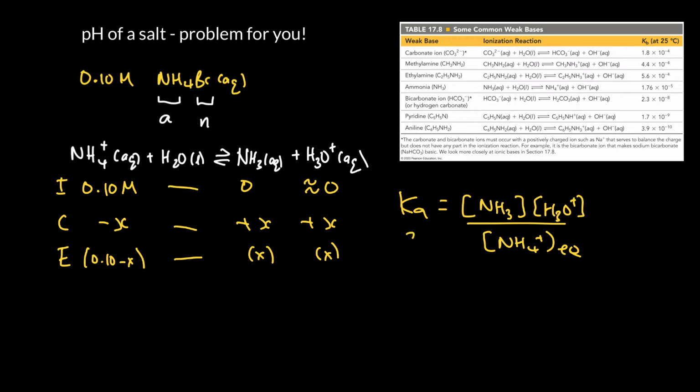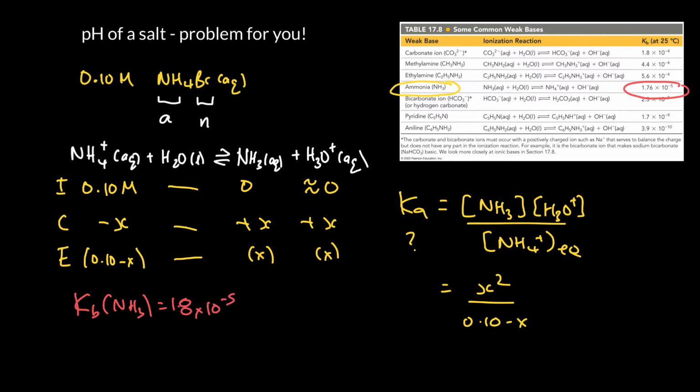And the problem is, we don't know Ka. So we have everything else, but we don't have Ka. Everything else here would be x times x, so that's x squared over 0.1 minus x. And if you look at the top right-hand corner at the table, it's for bases, so it gives you Kb. And we can see that there's ammonia right here. And ammonia has a Kb of 1.76 times 10 to the minus 5. In fact, I'm going to round that and say Kb for ammonia is 1.8 times 10 to the minus 5.